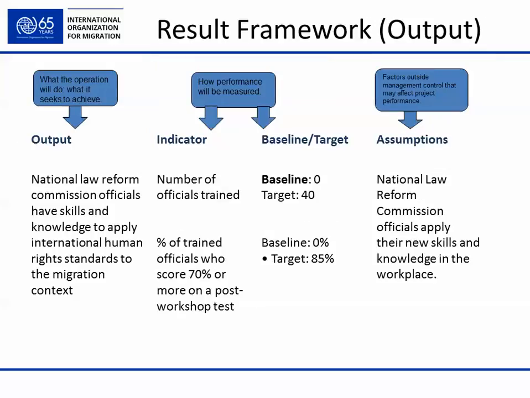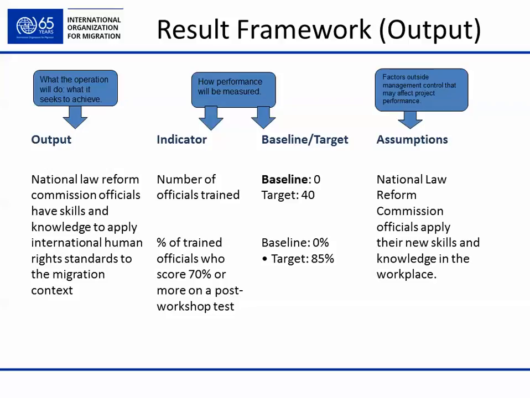Let's see another example of output indicators. National Law Reform Commission officials have skills and knowledge to apply international human rights standards to the migration context. Well, we will basically train National Law Reform Commission officials. Number of officials trained: by the end of the project, we must have 40 officials trained. And this next one is important: percentage of trained officials who score 70 or more on a post-workshop test. Baseline 0, target 85.